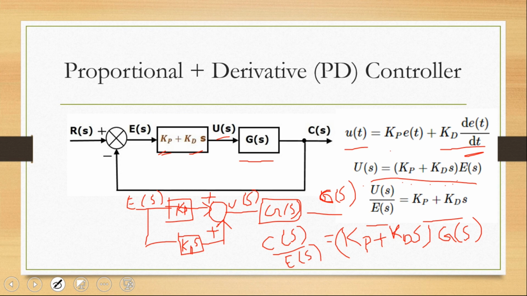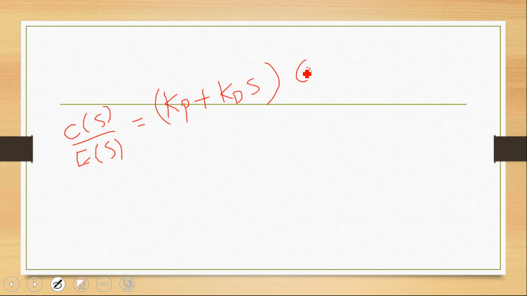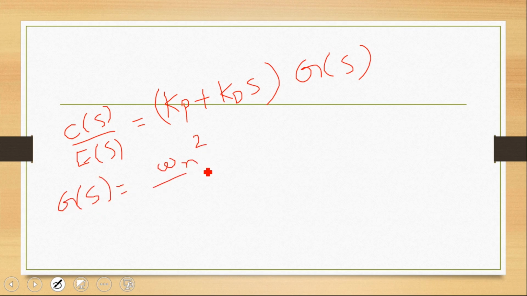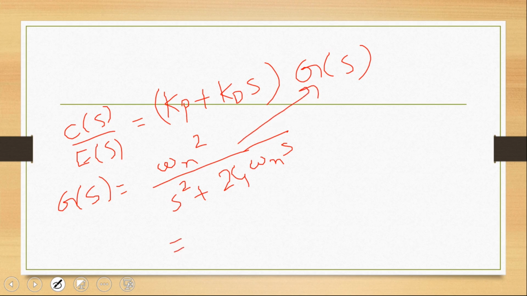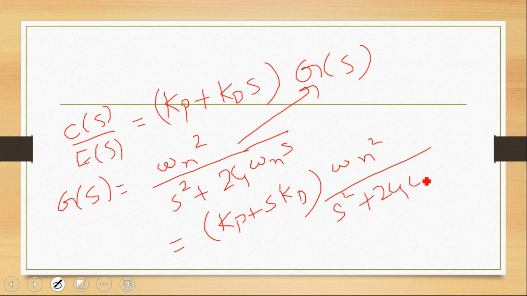So G of S, if we consider a second order system, then say we have C of S by E of S is equal to Kp plus Kd into S into G of S. We consider G of S as a second order system with the transfer function omega n square divided by S square plus 2 zeta omega n into S. Now substitute it here. So we get Kp plus S into Kd into omega n square divided by S square plus 2 zeta omega n into S.